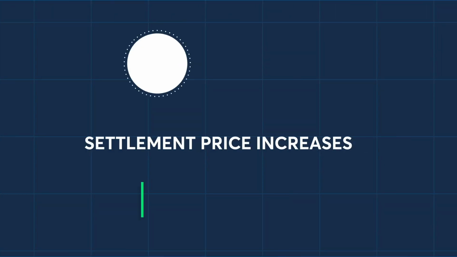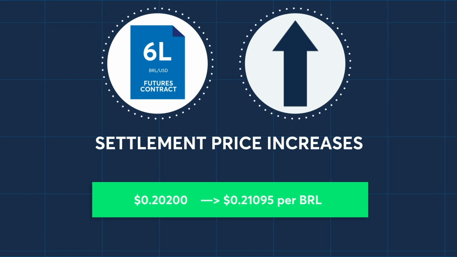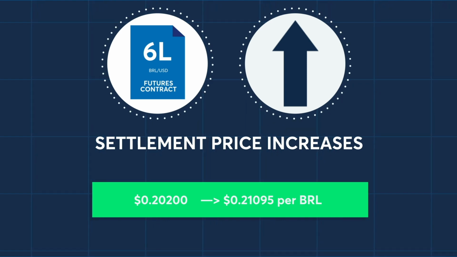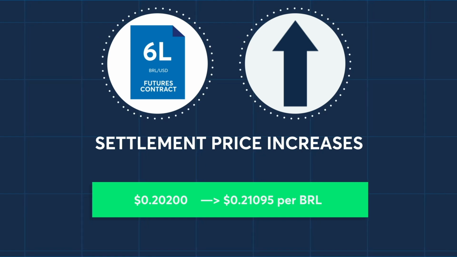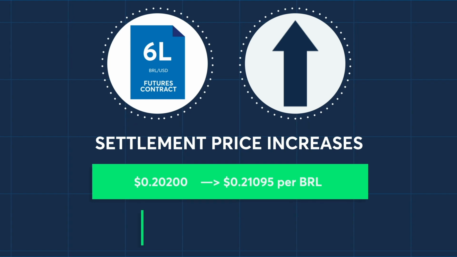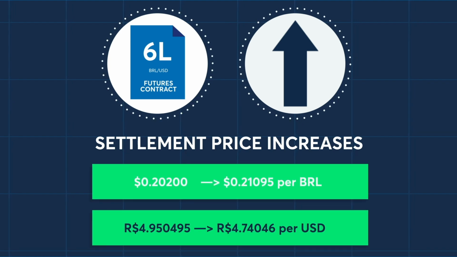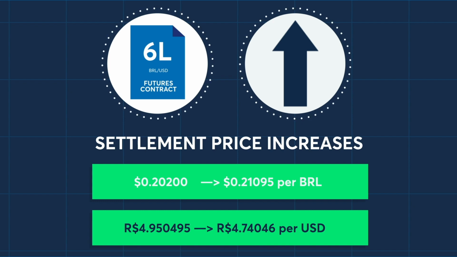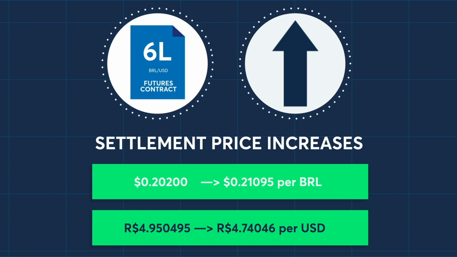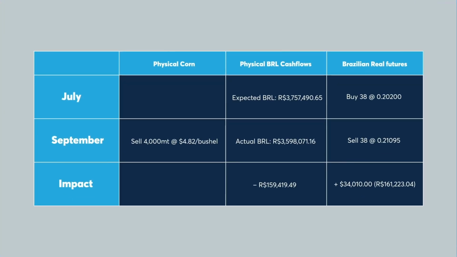Say the price of corn remains stable, but the Brazilian real strengthens and the September Brazilian real futures settlement price increases from 0.20200 to 0.21095 US dollars per Brazilian real. This indicates a change of the Brazilian real from 4.950495 Brazilian reais per US dollar to 4.74046 per US dollar.